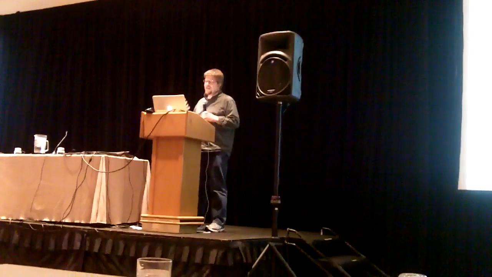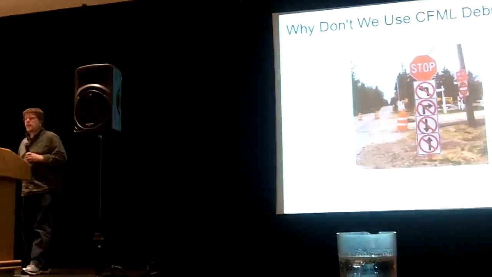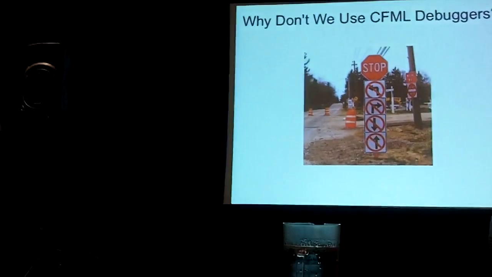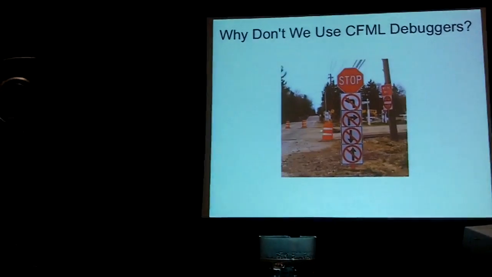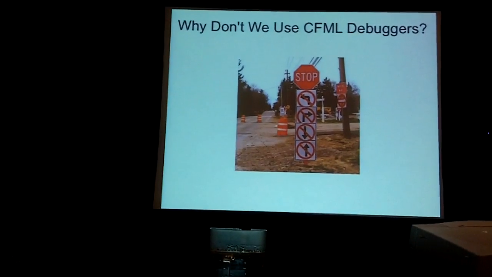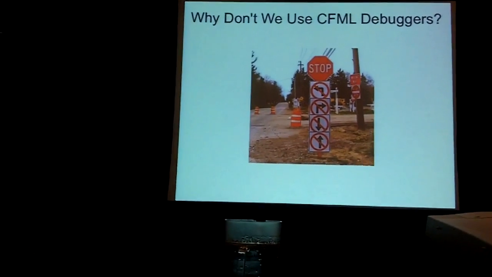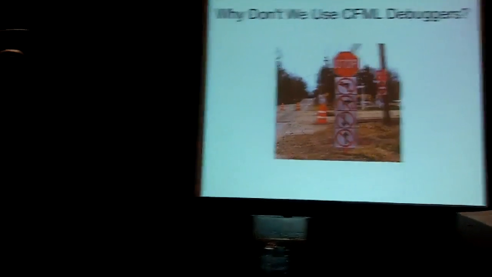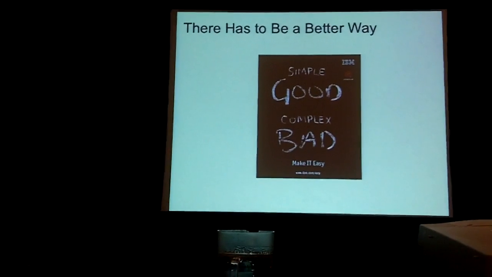So I like to gather information. I say, well, why don't you use CFML debuggers? For a lot of people, either they're not on Eclipse, and the ones that are out there are largely Eclipse-based, or they're confusing. You know, this is a debugger so easy that I can talk about other random stuff for 6 minutes, 40 seconds, and probably still figure out how to use it. But if it's confusing, a lot of people just don't take the time to figure it out. So there has to be a better way. Simple is good, complex is bad, right?